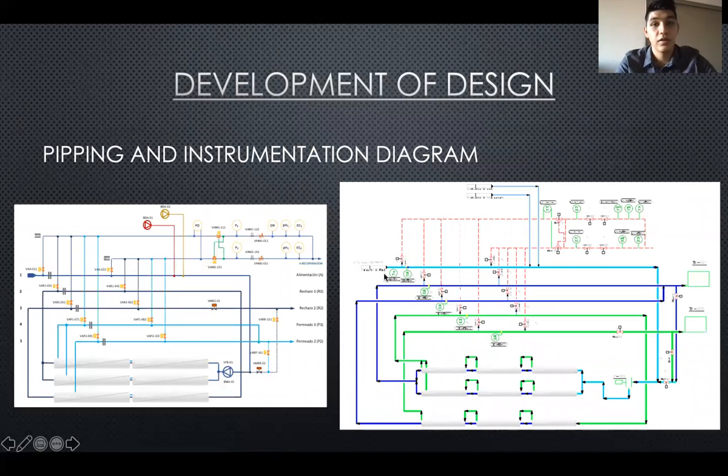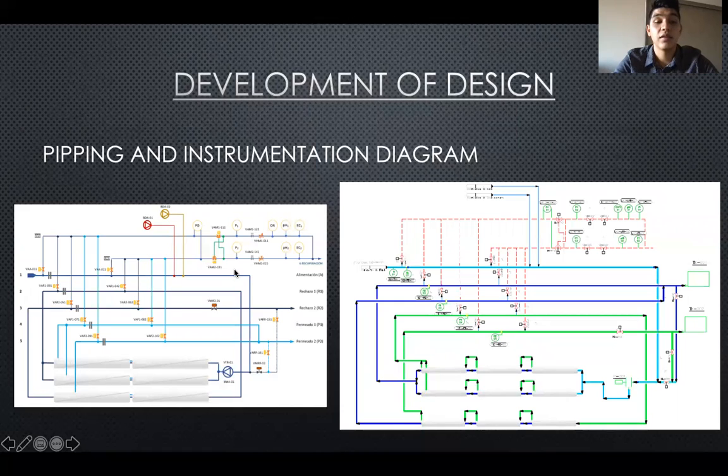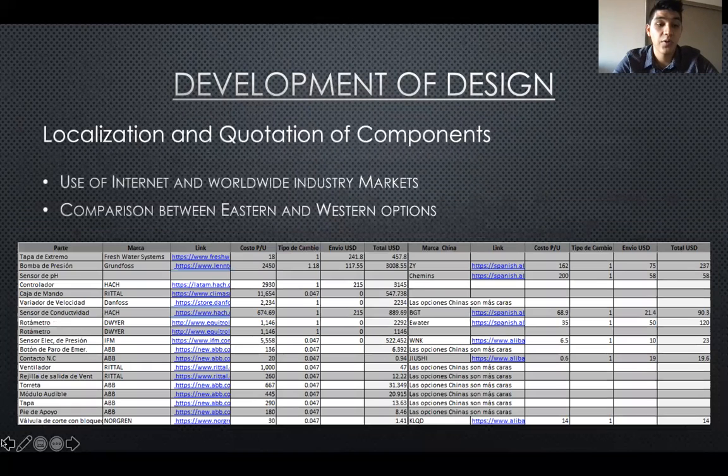Okay, well, now the development of the design. First of all, I made the piping and instrumentation diagram that we can see on the right side. It was based on the image that we have here on the left side. That is the sample diagram previously made for a similar project by engineers in the company.